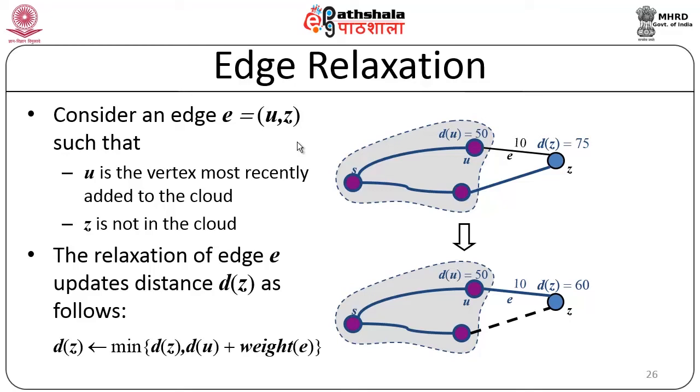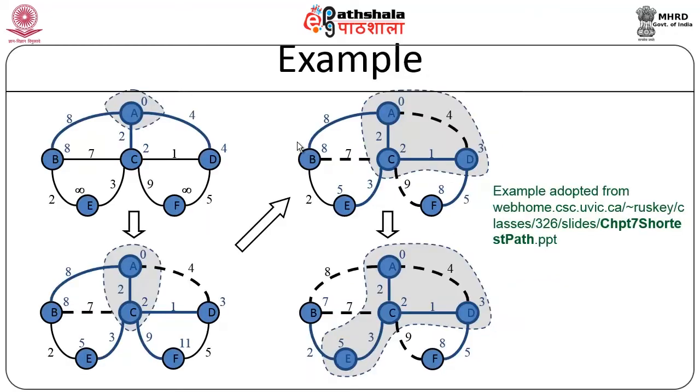dz is the minimum of dz and du plus E. So, du plus E is 60, and dz originally, in some step, had been calculated as 75. Now, because of the edge from the lower edge, dz has become 60. So, that is the edge we have to consider, and the other edge is removed. So, this is the edge relaxation.